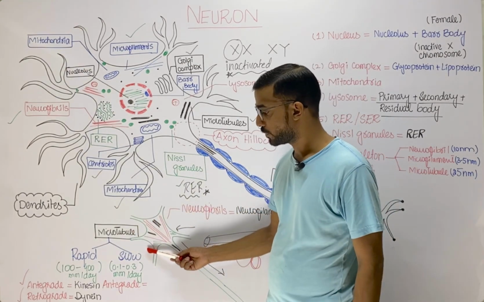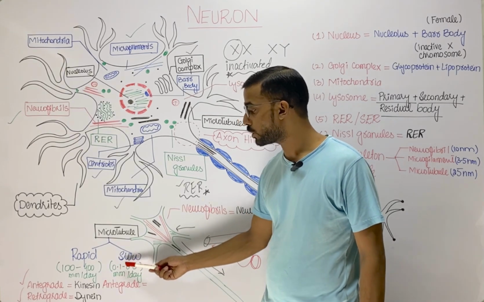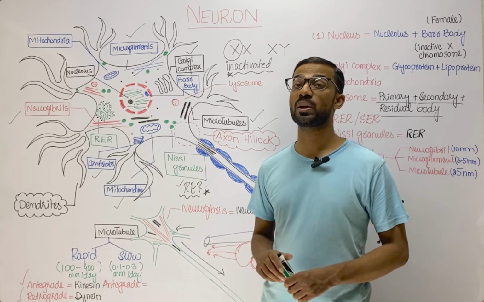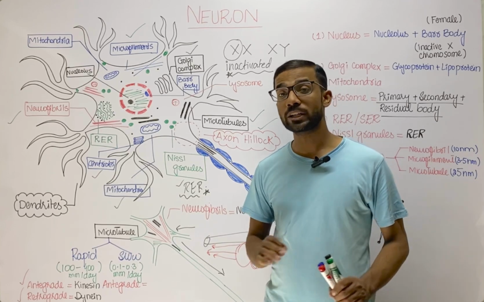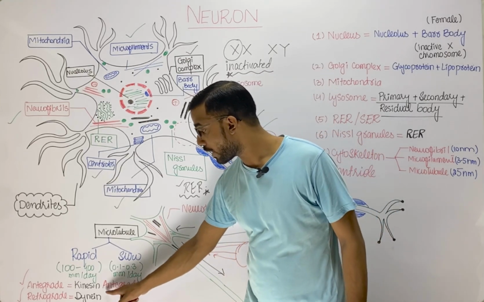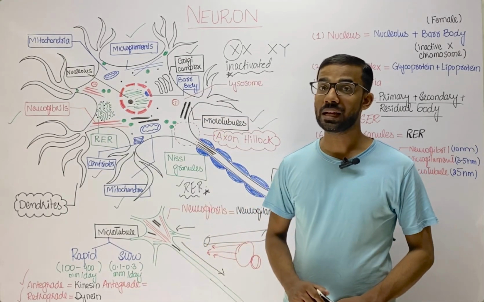And in the slow, you will see 0.1 to 0.3 millimeter per day. This is the small distance covered in one day. But in that case, cytoplasmic flow is helpful. And in that case, you will see only antegrade movement.